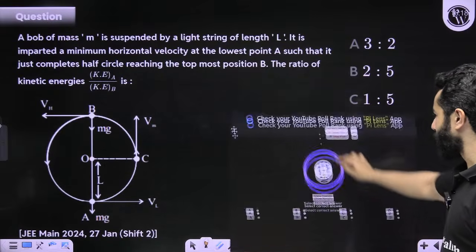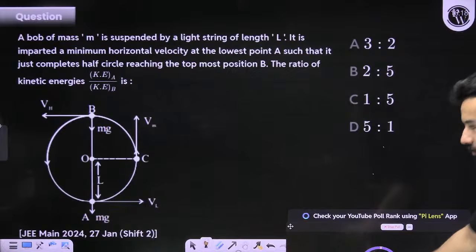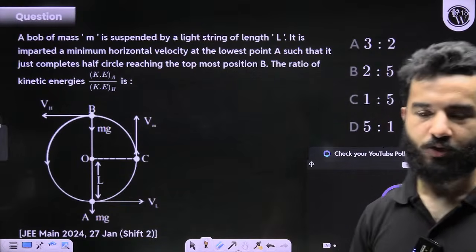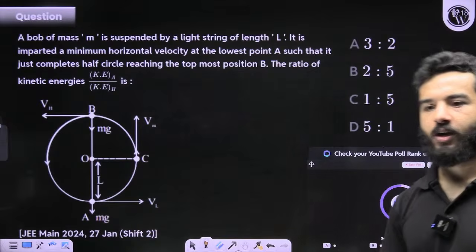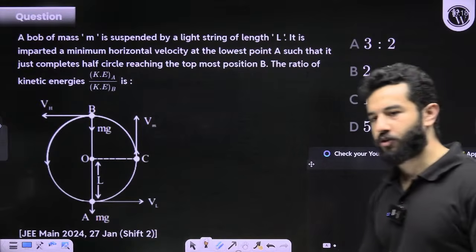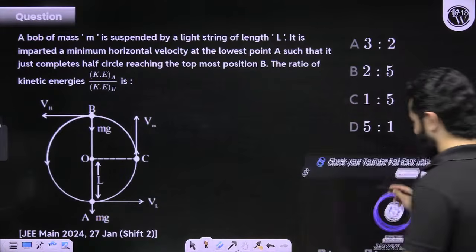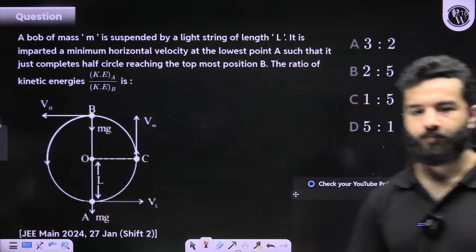Let's start this question. 60 seconds is sufficient for this problem if you know the results for vertical circular motion. If you know the vertical circular motion's result, then 60 seconds is more than sufficient. Solve.